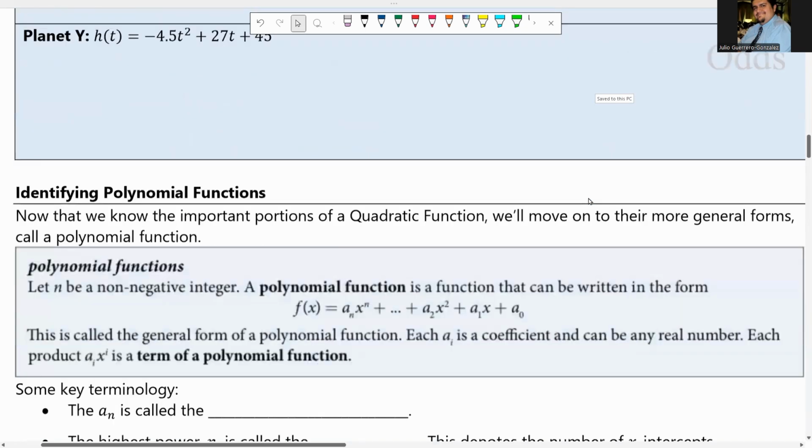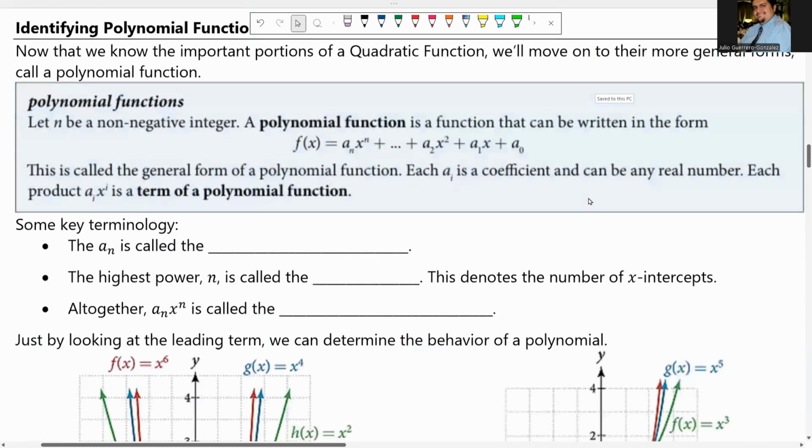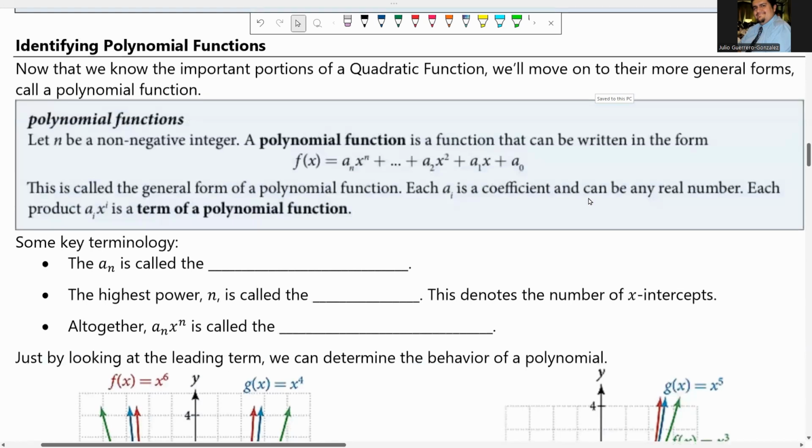Okay, moving on. Now I want to cover polynomial functions as a whole. So quadratic functions, right? The original one, I'm going to put down the one that we know for now: ax squared plus bx plus c, right? This is a polynomial function of second degree, okay?